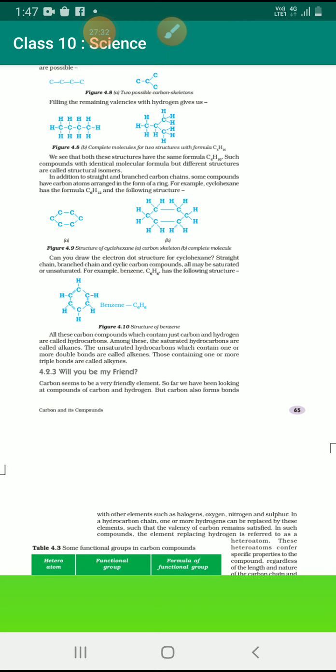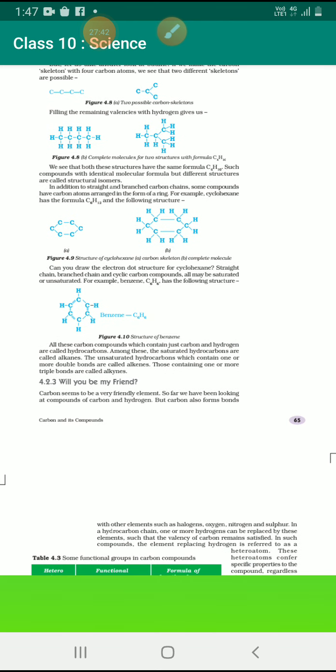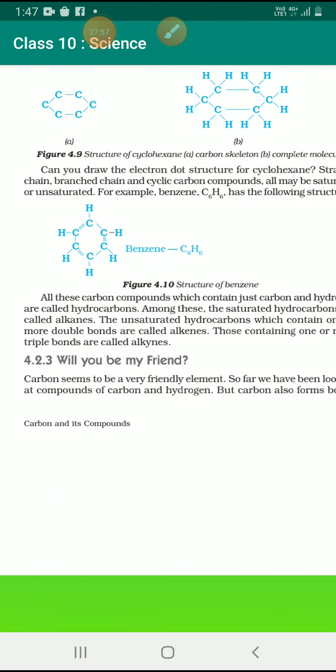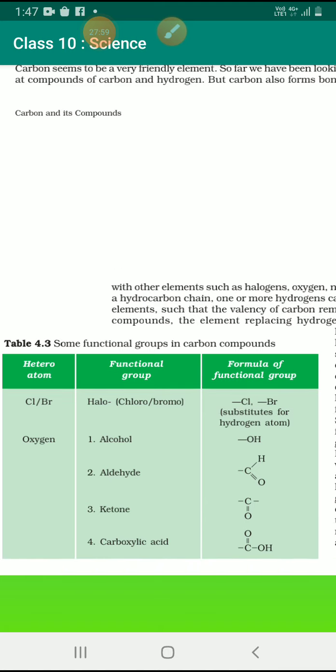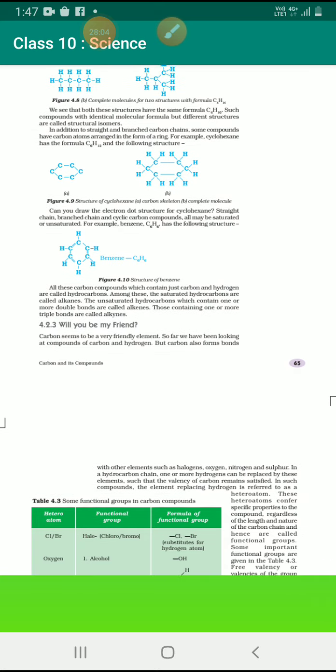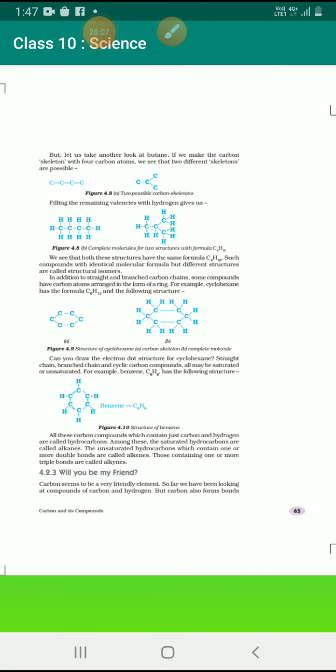Okay, the compounds which consist of only carbon and hydrogen are called hydrocarbons, as the name indicates, carbon plus hydrogen, hydrocarbons. Okay, so these things about the structure of benzene also we have discussed. And next, about some compounds like alcohol, aldehydes, ketones, carboxylic acid. These things we are going to discuss in the next class, children.